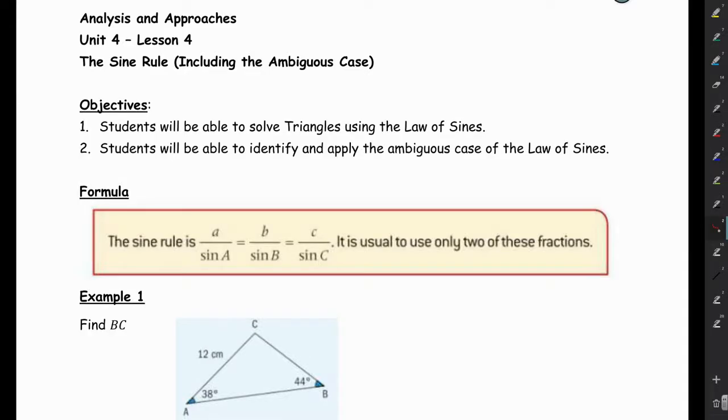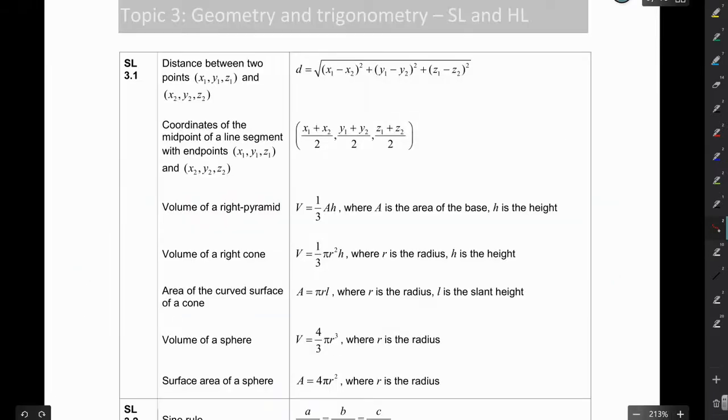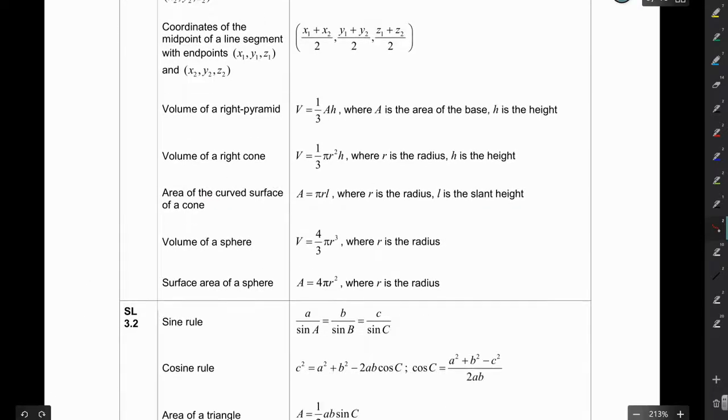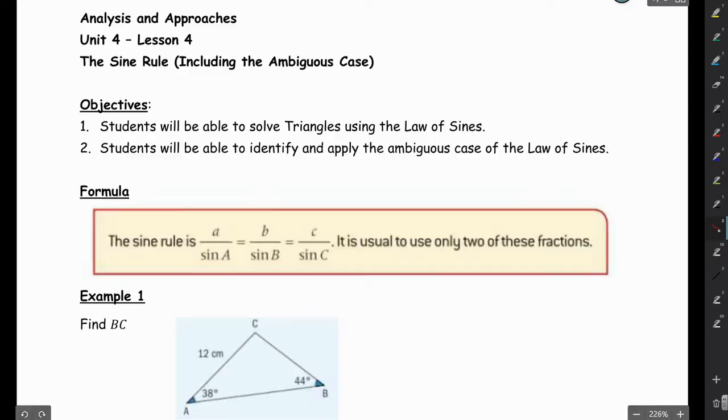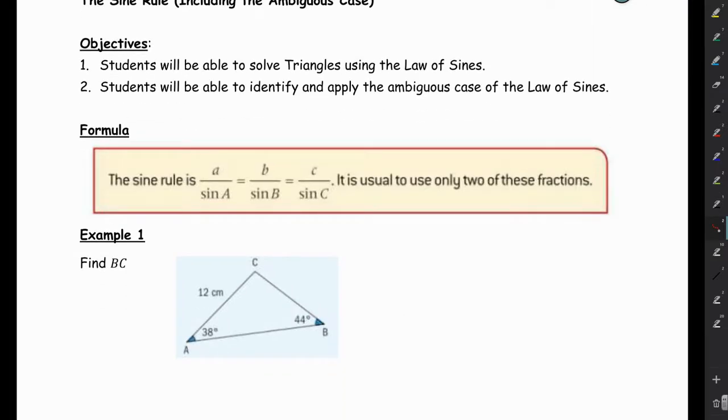In this lesson, we're talking about the sine rule, including the ambiguous case. So first of all, I have the formula for the sine rule written here, and I just want to remind you to always use your formula booklet, always have that handy as a reference. Let's take a look at that. If you look at your formula booklet under topic 3, you're going to find the sine rule there. And just keep in mind when you're using the sine rule, we don't necessarily have a right triangle. It could be any triangle. It doesn't have to be a right triangle.